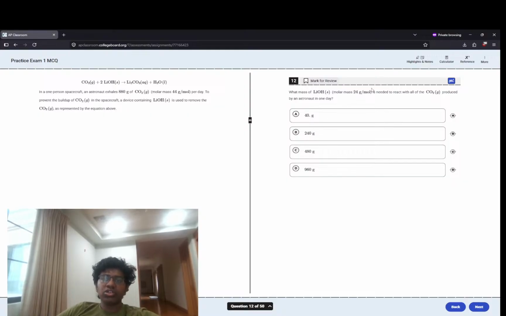What mass of LiOH is needed to react with all the... so 880 grams. So then that means, how many moles is that? Well, that's probably like 20 moles. So you probably need 40 moles of this. Okay, so you know you need 40 moles. So 40 moles times 24 is probably like 960.